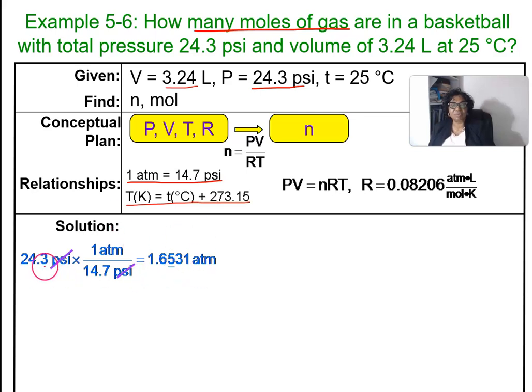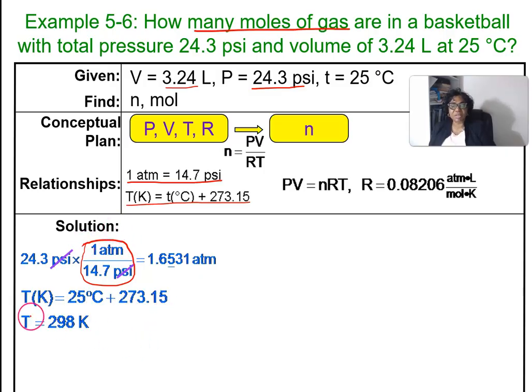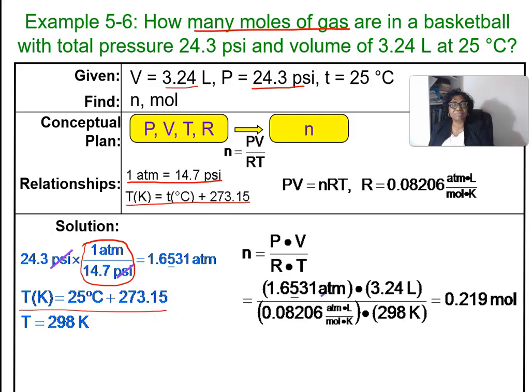So this is the conversion of psi to atmosphere. This is the conversion unit. Then converting degrees Celsius to Kelvin, this is the equation. So when you are done with that, you are ready to solve.